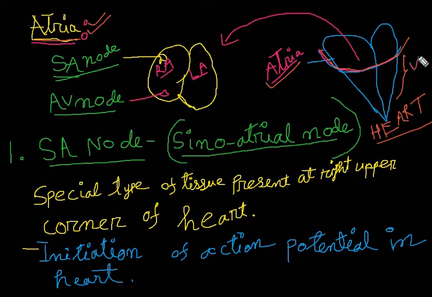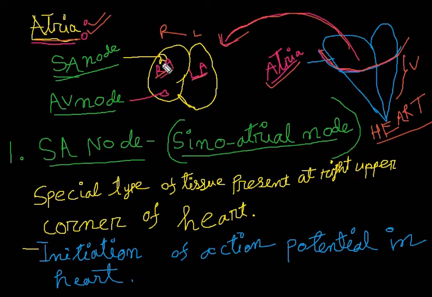If we observe atria, suppose this is atria, if we cut this atria and fix here, we can see that there are two chambers of atria. One is at the right side, another is at the left side. Atria present at the right side of heart is called right atria. Atria present at the left side of heart is called left atria.